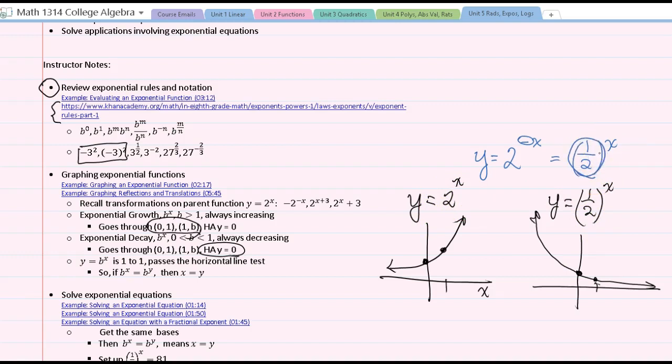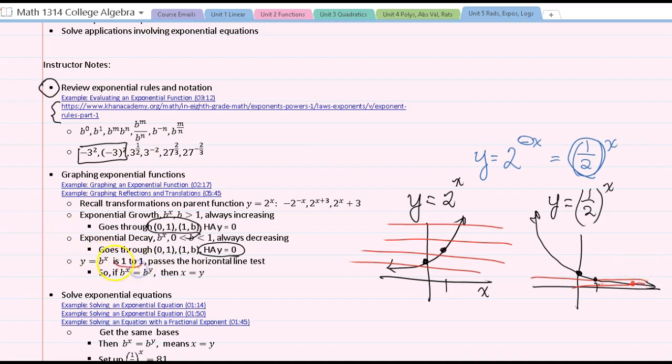And then last but not least, I want to mention that an exponential function is 1-to-1 because it passes the horizontal line test, and we can see that right here. So no matter where we go, we're always going to get 1 point. Even though it starts looking like we're not, remember this is constantly decreasing, so it's getting smaller and smaller, and we're still only crossing 1 point at a time.